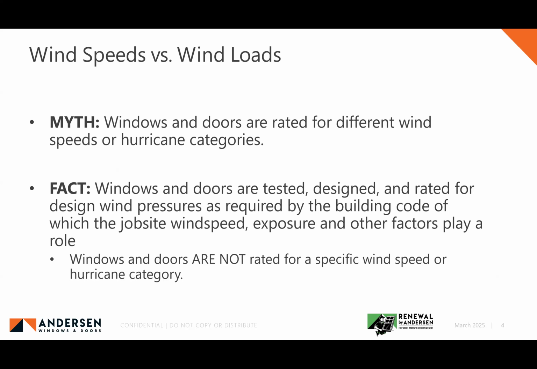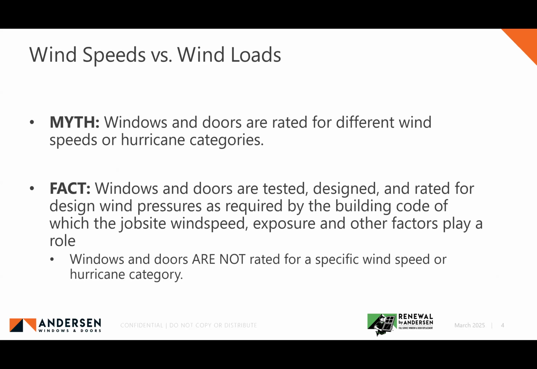But we know that particularly for windows and doors, that is a myth. We do not rate windows and doors or really anything for different wind speeds or hurricane categories. The one exception being asphalt shingles, which are rated for wind speeds. But most products on the building are rated for design pressure, right? And windows and doors, they're tested, designed, and rated for design pressures as required by the building code. They are not rated for a specific wind speed or hurricane category.